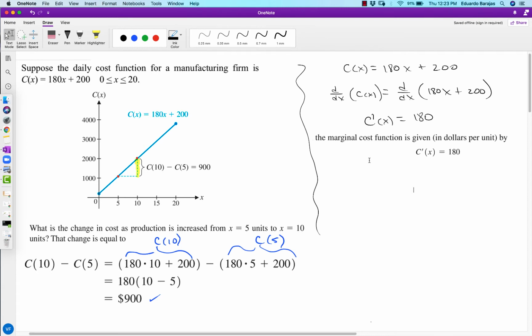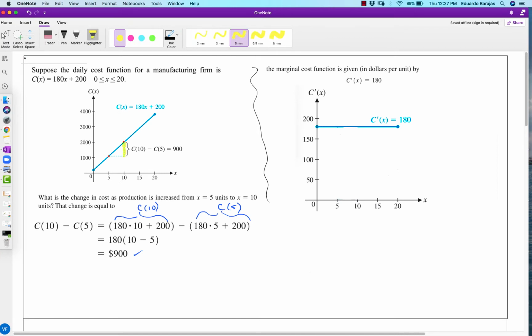Let's think about the graph of that now. If we graph this, this is just going to be a constant line. The original function is c of x, the cost function, and after taking the derivative, we see that the marginal cost function is c prime of x. Now if we graph c prime of x, it's a nice boring graph. It's just a straight line, a constant. If this was the x and y Cartesian coordinate system, we would just graph this as y equals 180.